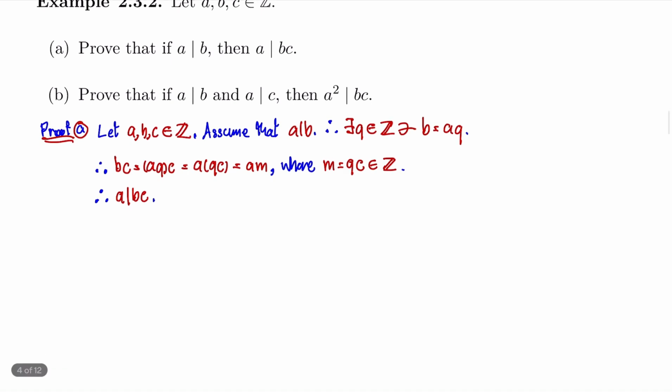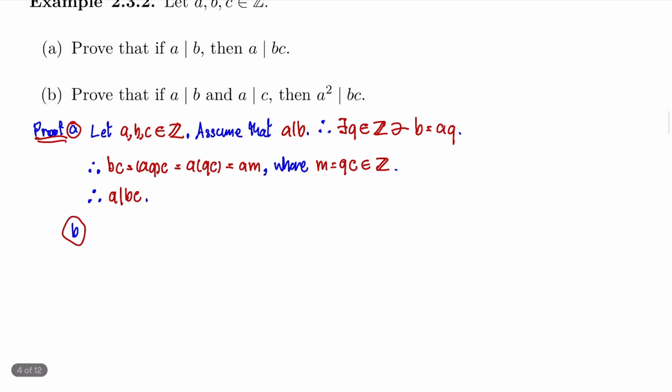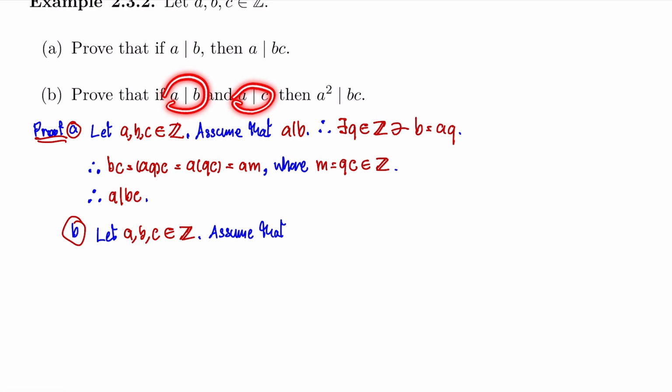Now let's go to statement B. Prove that if A divides B and A divides C, then A squared divides BC. Okay, let's start to do this. So we let A, B, C be integers. And we assume that A divides B and A divides C. Okay?